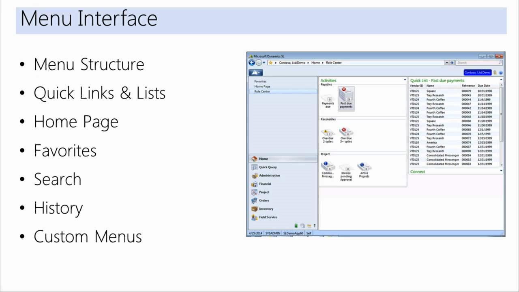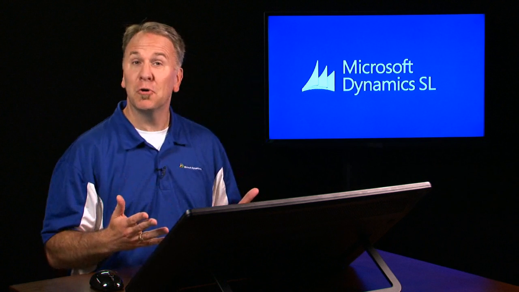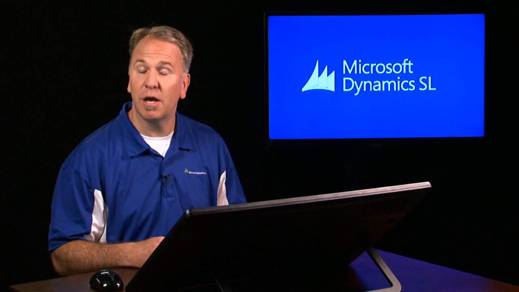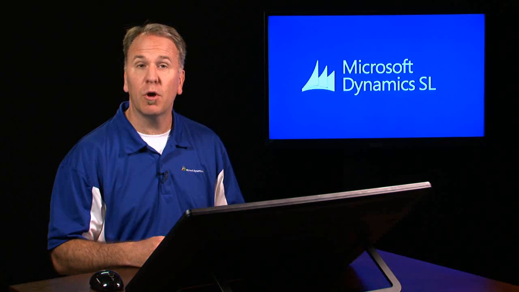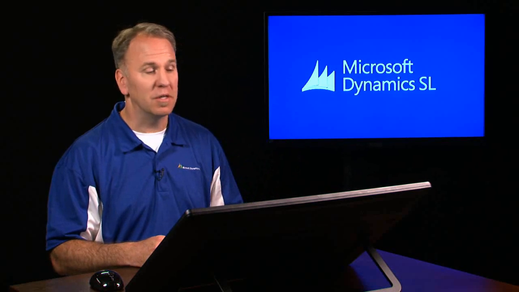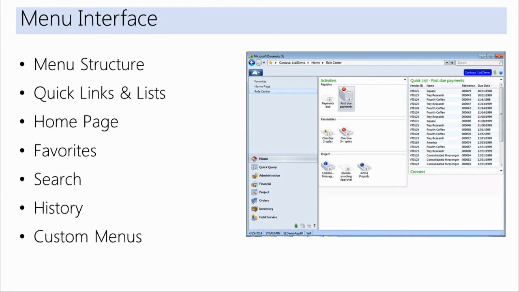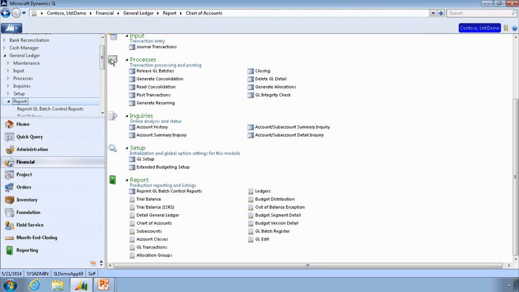With that, we're going to go ahead and start off with the menu interface. So the menu interface is the first place you're greeted when you log into Microsoft Dynamics SL. So we're going to do the same thing here. We're going to walk through the items that we list here as far as our quick links, homepage, favorites, and so forth. So let's go ahead and I'm going to switch right now over to our menu interface.